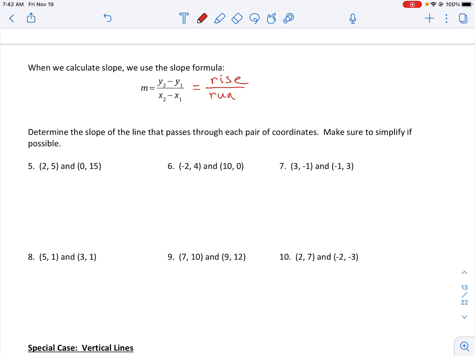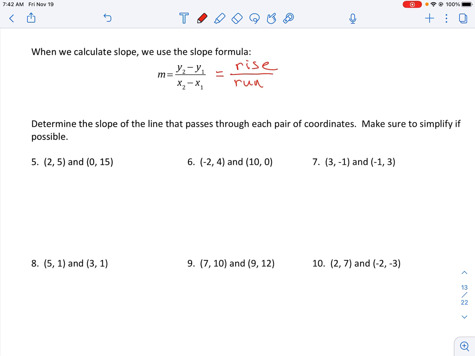So if I give you 2 points, if you want to label your points, that might be helpful. So your first set of coordinates will be x1, y1. Your second set will be x2, y2. So we're going to take the y's and subtract them. So 15 minus 5. And then do the same thing with the x's. But since I started with the 15, you want to start with the 0 on the x. 0 minus 2. And we get 10 over negative 2. And you want to make sure you always reduce all the way. And this is going to get you all the way to negative 5.